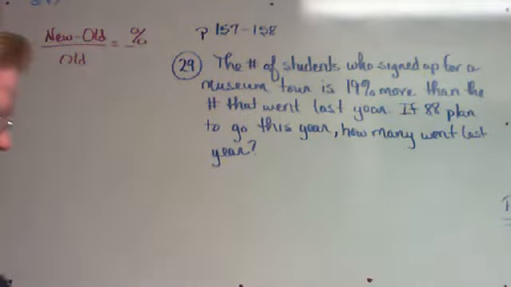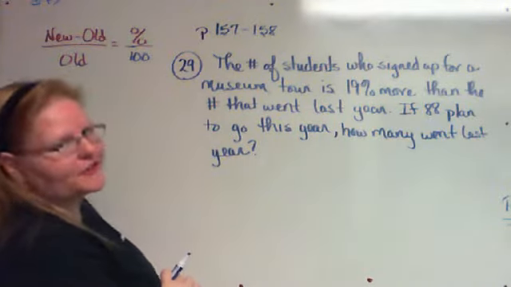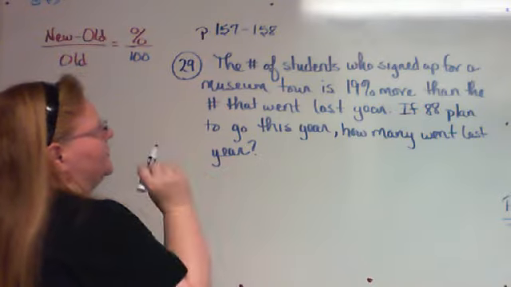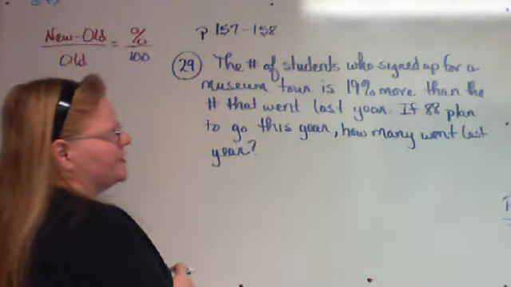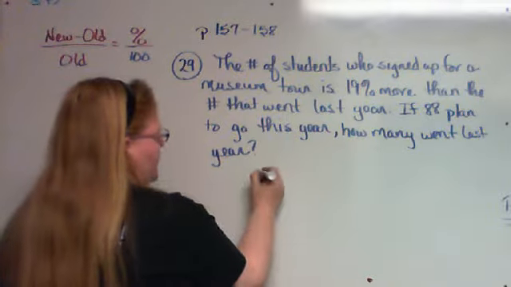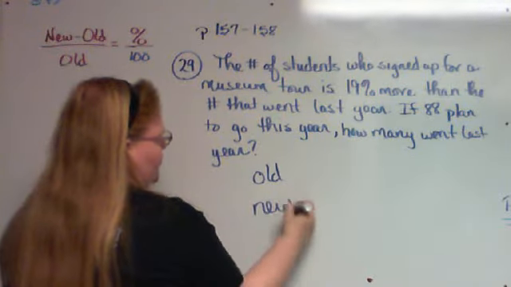So they used the word increase. Actually, they didn't. They just said that it was 19% more. But that's an increase. And we're working on increase and decrease. So you know they've got to use that formula. So, they said the number of students who signed up for a museum tour is 19% more than the number that went last year. If 88 planned to go this year, how many went last year? So I told you the first thing you need to do is figure out what your old number is and what your new number is. Try it. Let's see if you can tell what the old number is and what the new number is.